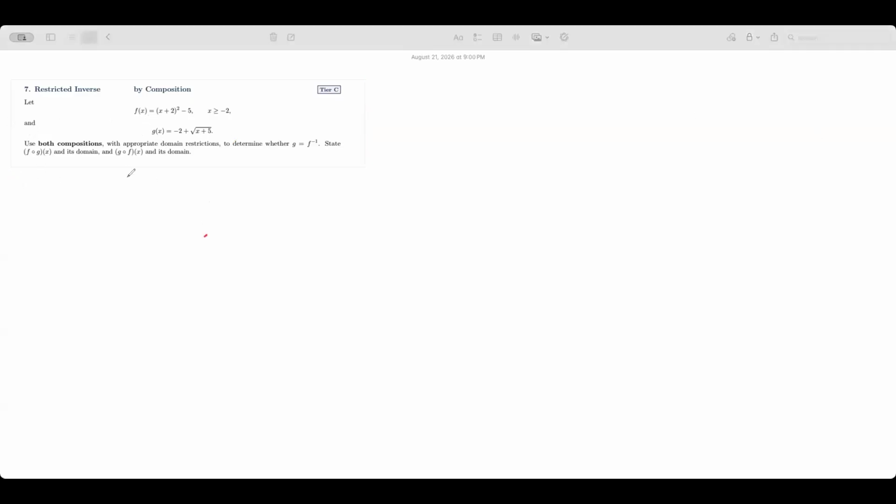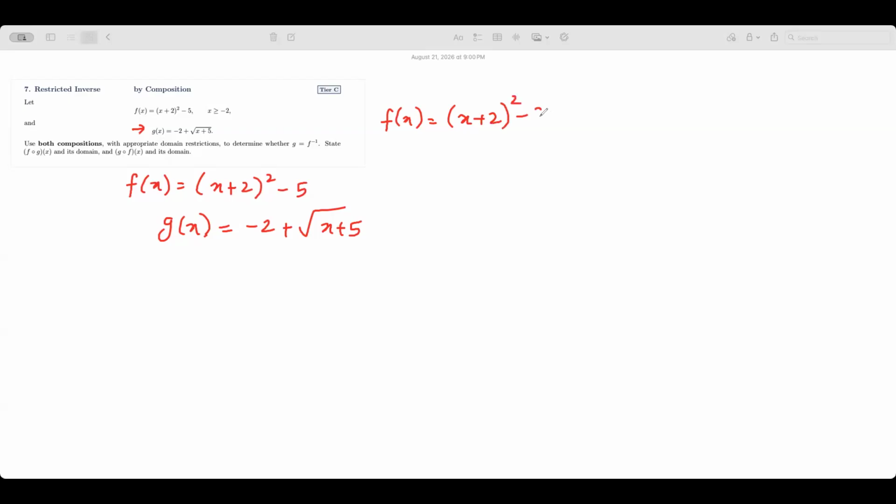Okay, let's do this. F of x equal to x plus 2 the whole square minus 5. G of x equal to minus 2 plus square root of x plus 5. Now, with proper domain restrictions, they're asking whether G is your F inverse. How do you find the inverse? F of x equal to x plus 2 the whole square minus 5, right? We are just revising inverses and composition. So here it would be x equal to y plus 2 the whole square minus 5. Then how?